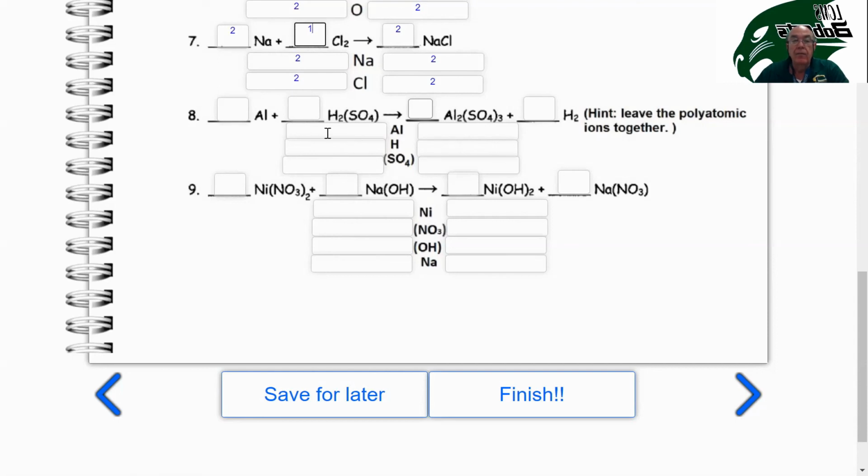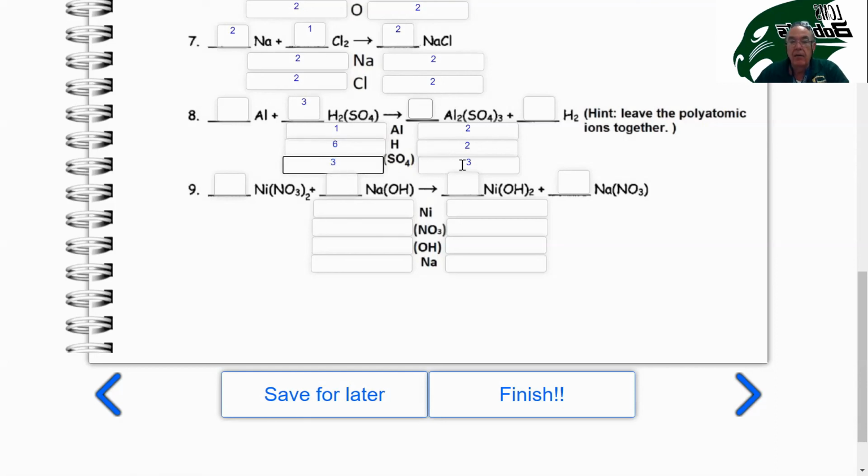Okay. In this equation, I have 1 aluminum. Here I have 2 hydrogens, and there's 1 SO4. Over here in the Al2, I have 2 aluminums, and it says there are 3 SO4s, a little subscript, and then there are 2 hydrogens. Okay, so I don't have enough SO4s over here. The only way I can do this is to put 3 here. When I do that, 3 times 2 is 6 hydrogens, and then 3 SO4s is 3.